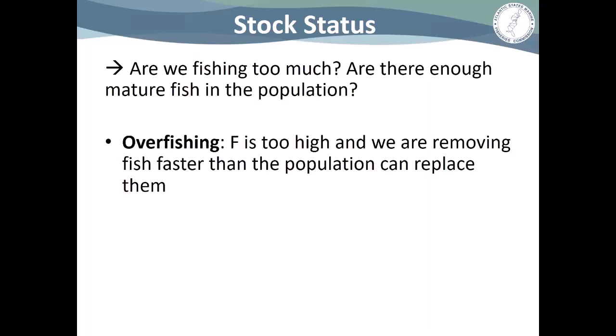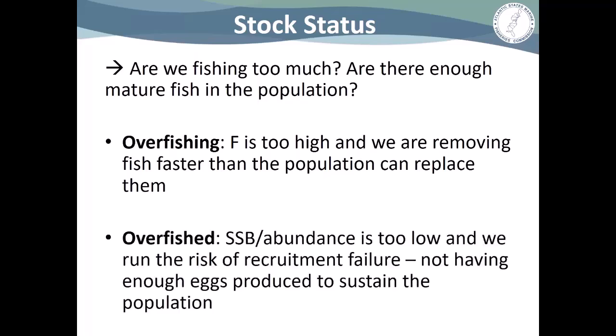And so we compare stock status, or compare these F and SSB estimates, to reference points to figure out if we're overfishing. That is, if F, or fishing mortality, is too high, we're removing fish faster than the population can replace them, and that's bad. If the population is overfished, if SSB is too low, we run the risk of what we call recruitment failure. That is, not having enough eggs produced to sustain the population into the future, and that's also bad. So this is sort of the results, or the stock status that we get out in the end.